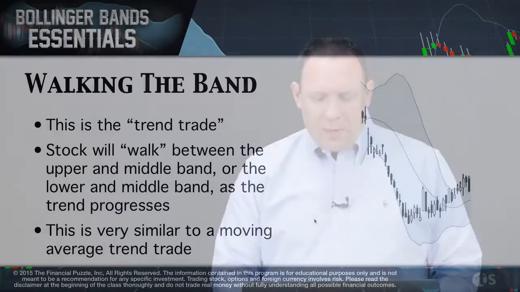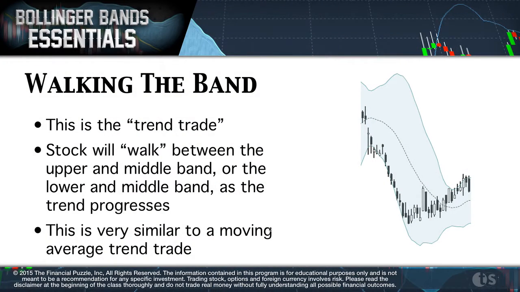Now there's an exit coming, and we'll talk about those exits, but this is the way that a trend trade is going to show up and look on your Bollinger Bands. This is very similar to just the typical moving average trend trade, the trend trade you're very familiar with.